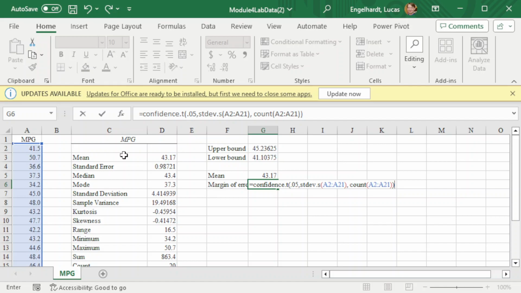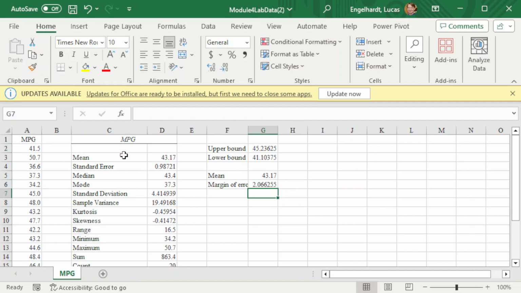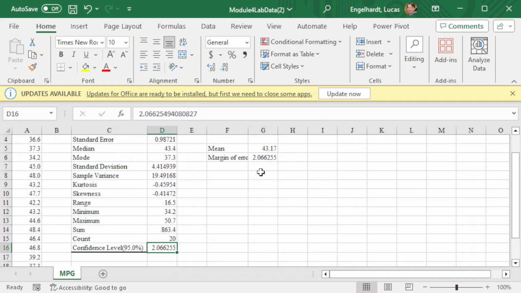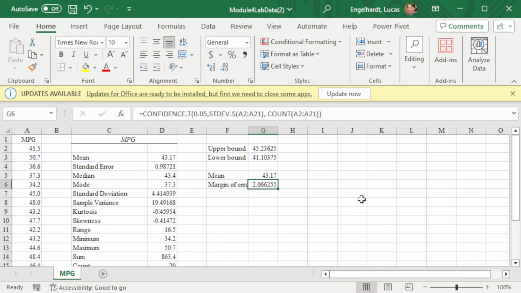So we select what our alpha is based on our confidence level. The standard deviation it will calculate for us, and it will also count the number of observations in our data. And plug all of that into CONFIDENCE.T and give us the margin of error. Notice the margin of error here and the margin of error here do perfectly match, because really underlying this descriptive statistics is that same formula. So this would also work. You could use these, then add and subtract as necessary to get your upper and lower bounds.